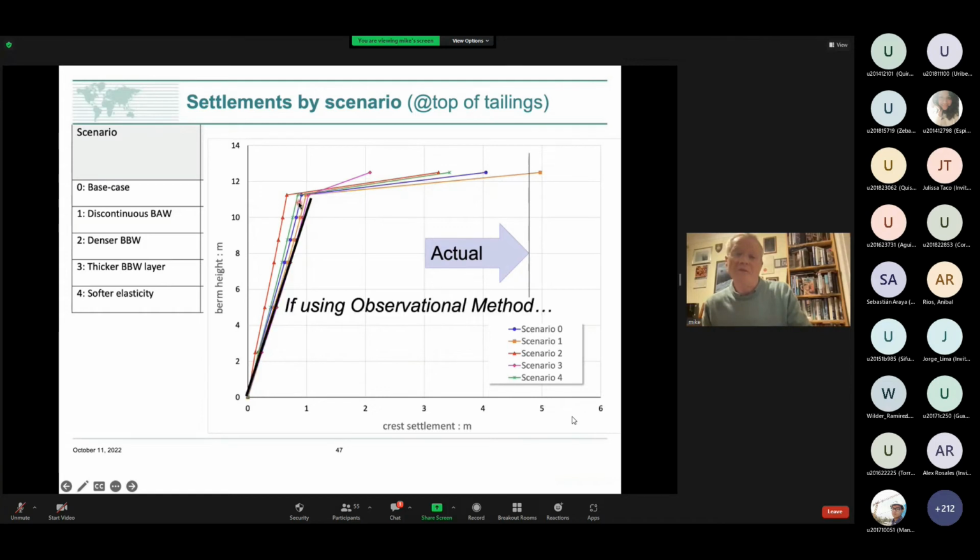And what I also like to point out to you is that if you're using the observational method and you're doing a raise, so here we're doing the raise, lift 1, lift 2, lift 3, etc., you will observe it's getting stiffer. So if you were measuring settlement versus raise height, you would have concluded you're getting safer because it's getting stiffer. And that's the whole problem with liquefaction. Use the observational method, you're going to get yourself in trouble.